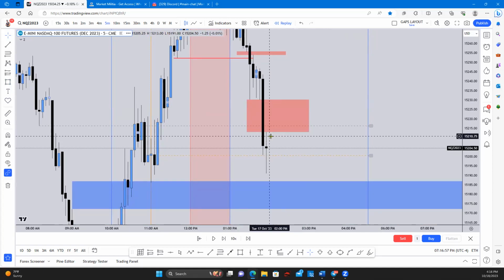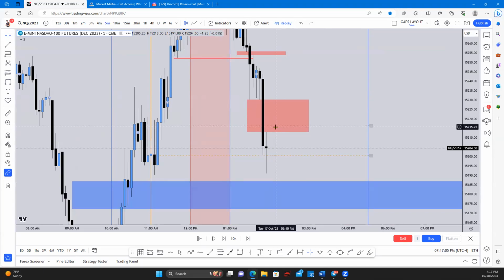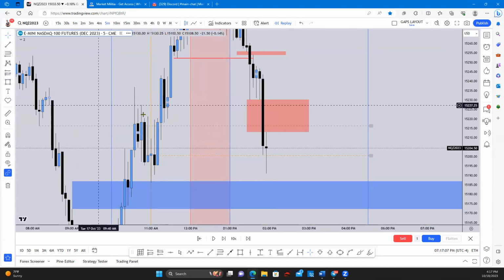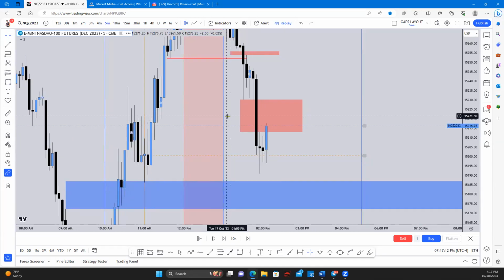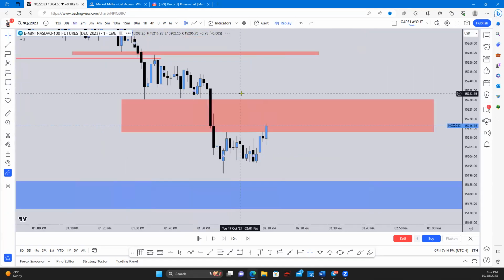We're coming into the 2 o'clock to 3 o'clock silver bullet. So this would be nice, right? To pair this 5 minute PD array with time at 2 o'clock here. So if we can come into this 5 minute in here, perfect. All right, let's drop down and see what we get in here.